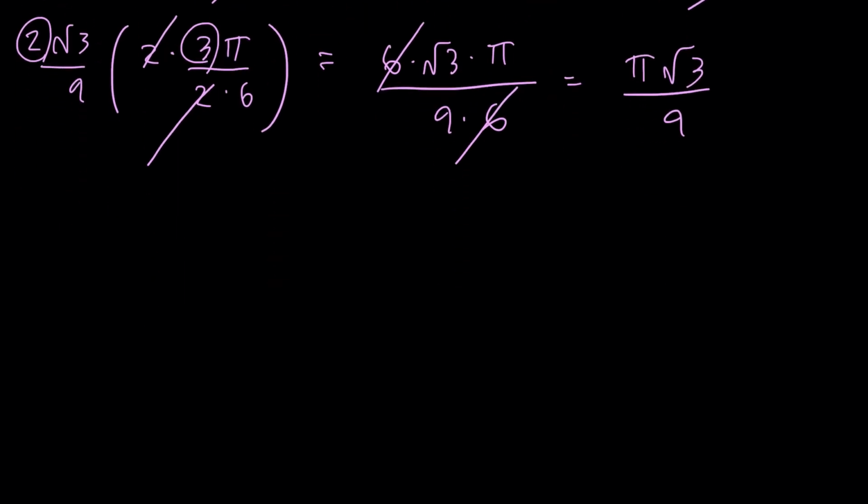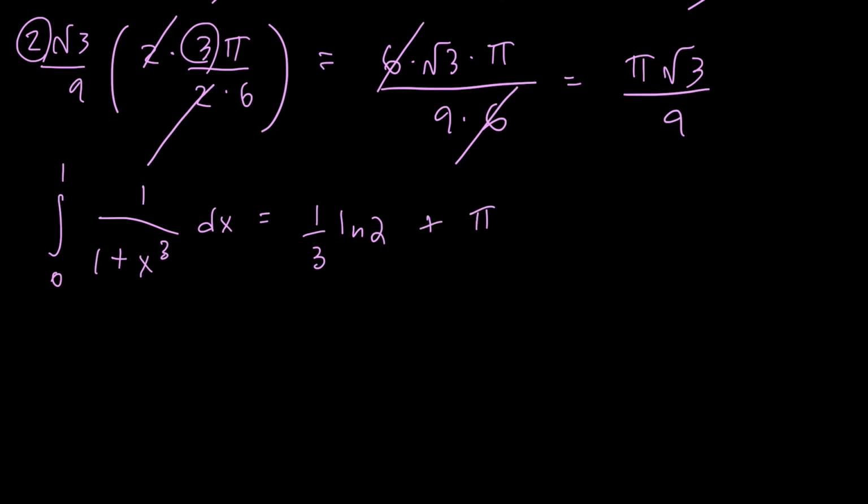So now we have that the integral from 0 to 1 of 1 divided by 1 plus x cubed dx is 1/3 natural log of 2 from the previous first integral, plus pi times the square root of 3 over 9 from that secondary integral. And so that is the final result.